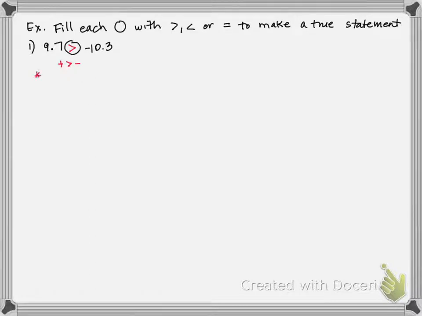So a little reminder: check signs first. You don't even really need to look at the numbers themselves, just the signs. If you have one positive and one negative, the negative's always going to be smaller, and the positive's always going to be greater.